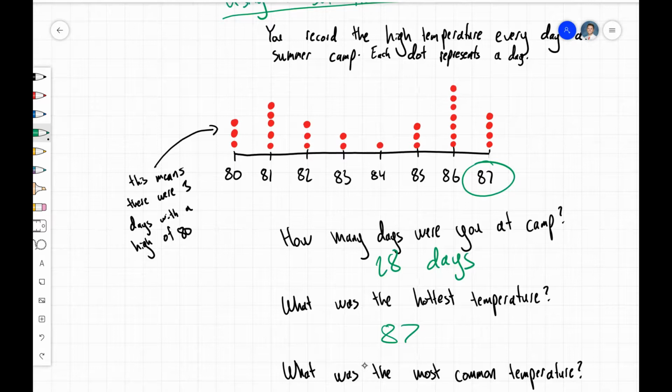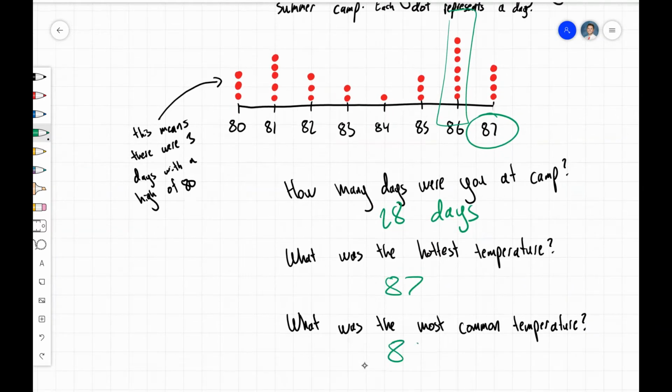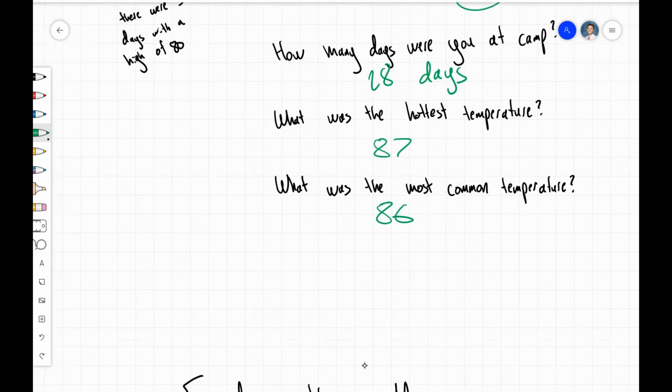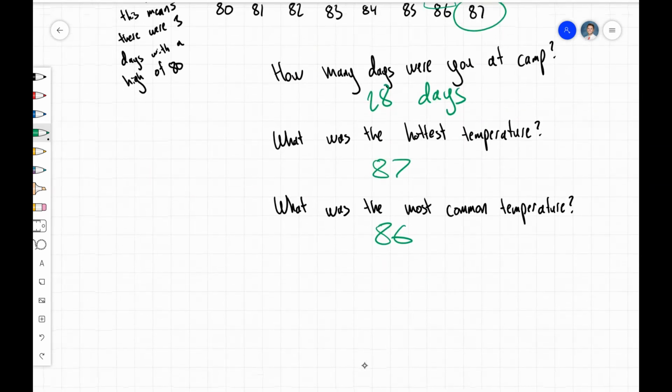And then we want to know, what was the most common temperature? In other words, what temperature was the high more often than any other one? And we can see at 86, we have the largest number of dots, right? There were 1, 2, 3, 4, 5, 6, 7 out of the 28 days where it was 86 degrees. So that was our most common temperature. So that's just a quick look today at an introduction to statistics.